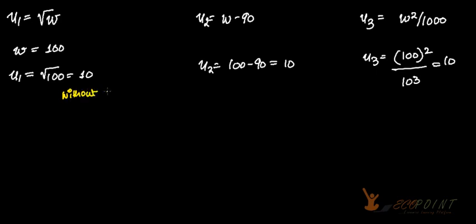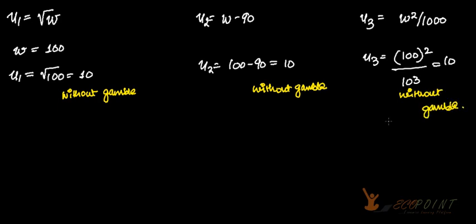Okay, that is the case without gamble. So this much utility you have over wealth without gamble. In all the cases you have this utility over wealth, which you're getting without gamble.